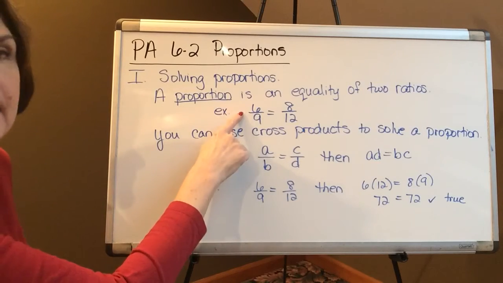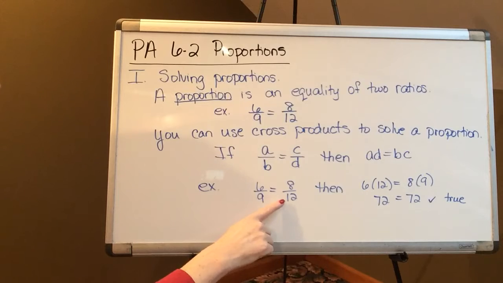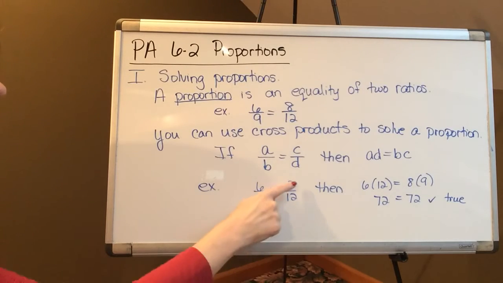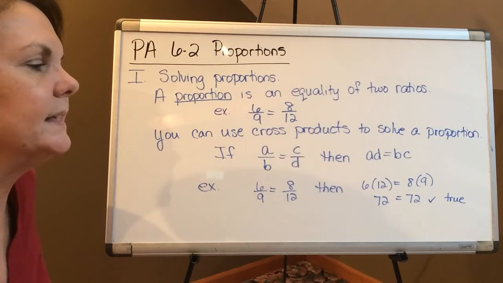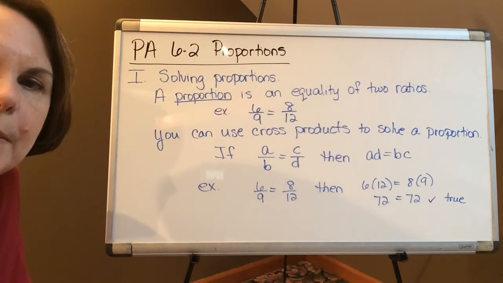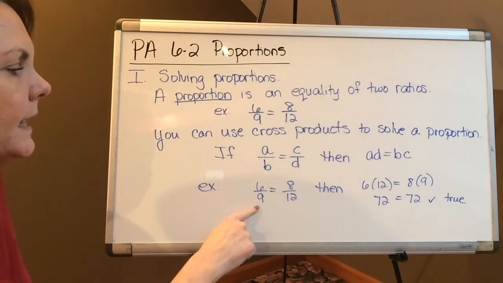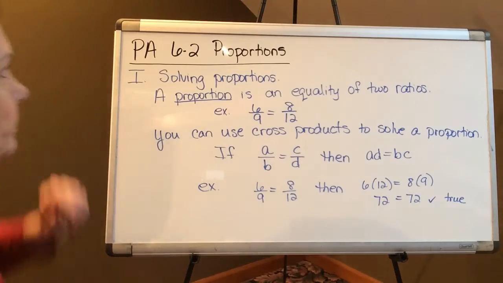So let's go back to this one that I was talking about. 6 over 9 equals 8 over 12. Well, 6 times 12 equals 8 times 9. Is that a true statement? Well, 6 times 12 is 72, and 8 times 9 is 72. So yes, it is a true statement. Therefore, 6 over 9 equals 8 over 12 is a proportion.